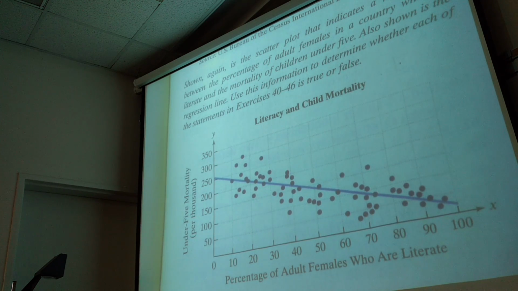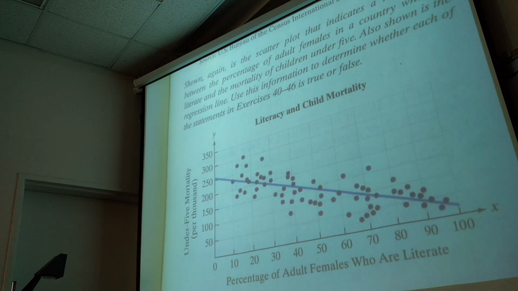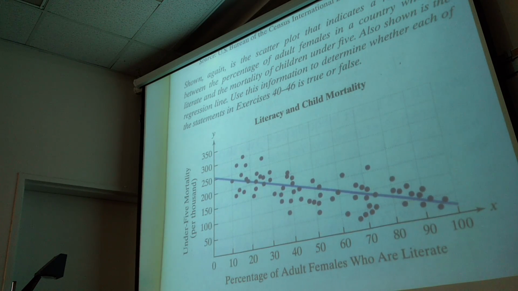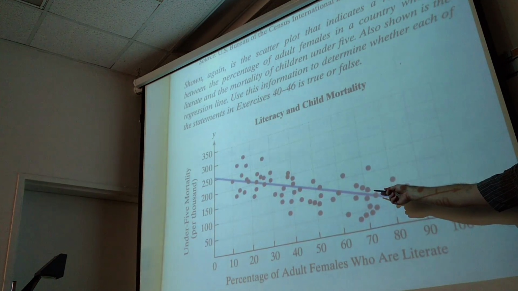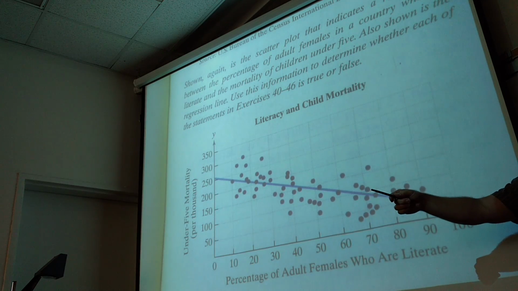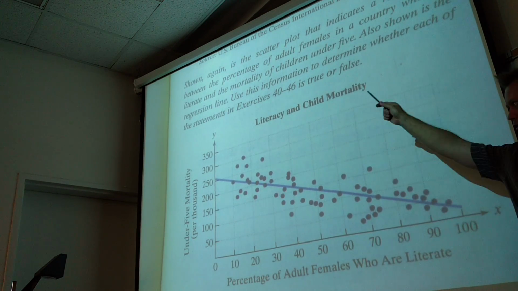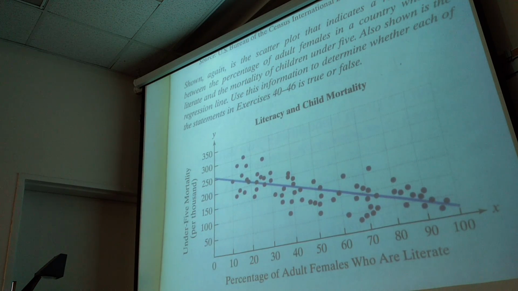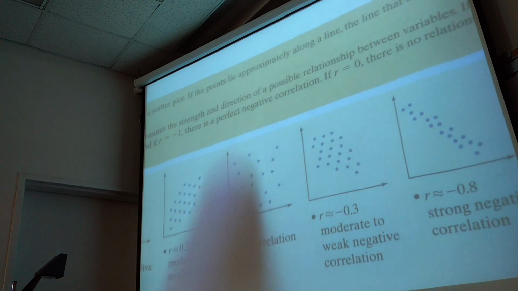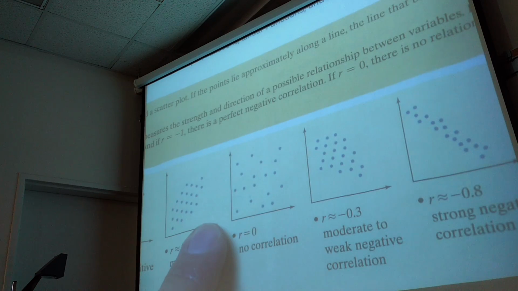45 says there is no correlation between the percentage literate and the under 5 mortality. Is that true? Is there no correlation? Well, is there a correlation between these two? Yes. Are they related? Yes. As one goes up, the other one goes down. They are related. They are correlated. That's what that means. So here's an example picture of something that has no correlation. As one goes up, the other one does whatever it wants to. So they're not correlated at all.